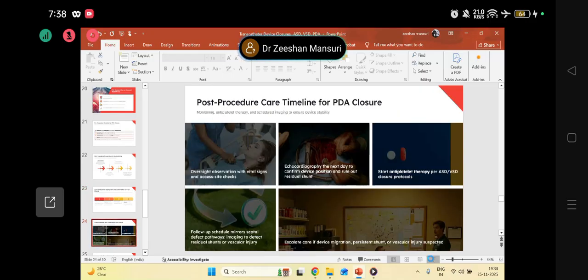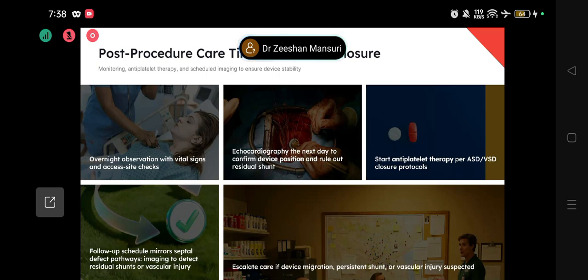So the post-procedure timeline for PDA is considered to be the easiest and the least complex of all device closures: ASD, VSD, and PDA. And at our center, the parent center where I used to study, we have discharged the patients of PDA device closure the same day in the evening as well. If you do it early in the morning, like 8 a.m., 9 a.m., we have discharged them by 6 p.m., 7 p.m. And ideally, you should keep them for 24 hours, check the echo the next day, and then you can discharge them.